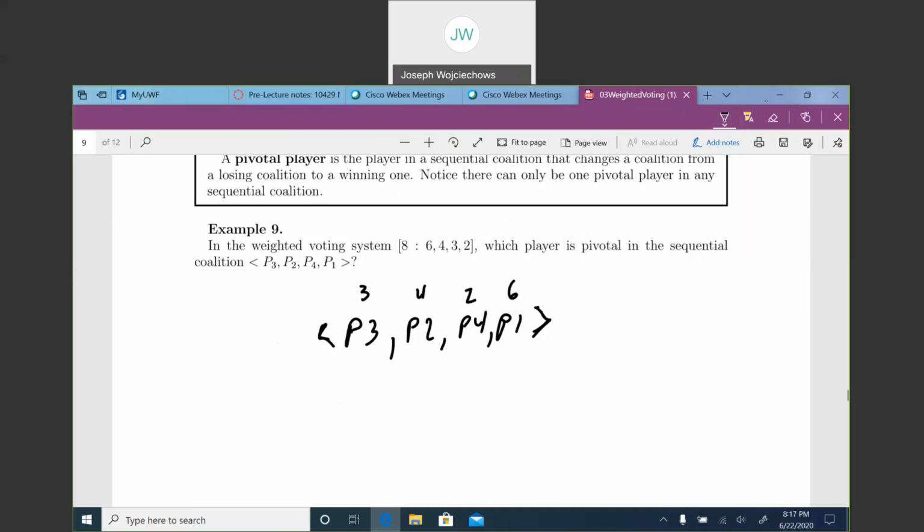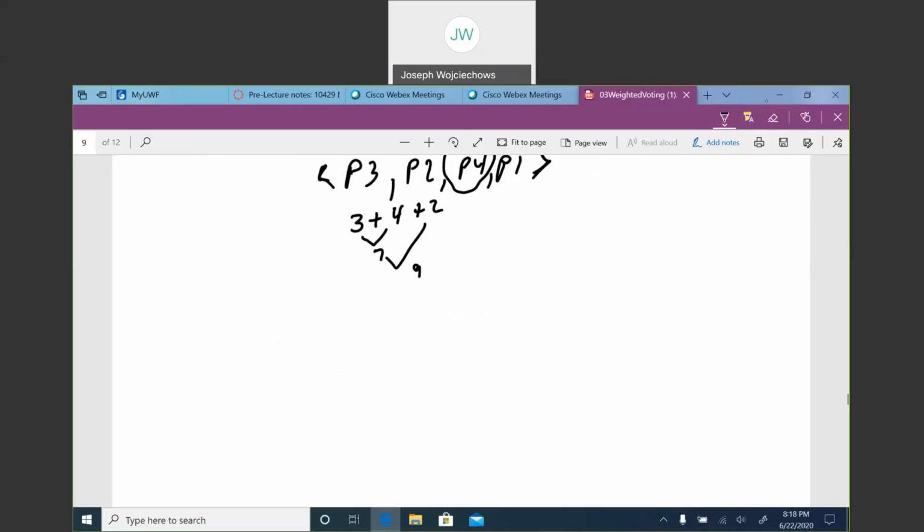So now let's look. When player 3 votes, we have 3 votes. Not enough to win, so he's not pivotal. Player 2 adds their votes. We have 7. Still not enough to win. Player 4 adds their votes, 2. Now we have 9. So essentially, player 4 is the pivotal player. Even though he has the lowest weight, he is the pivotal player.